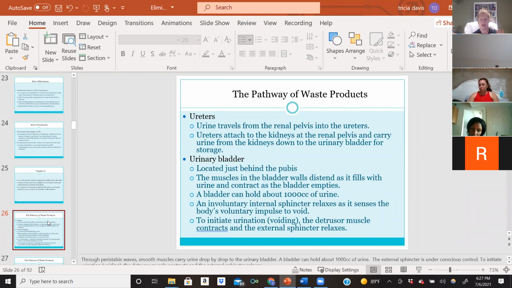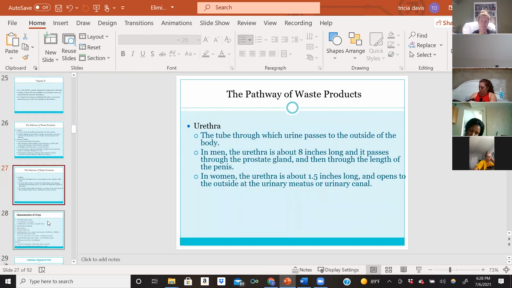So we talked about how the muscles in the bladder wall distend as it fills up, and then it contracts as it empties. Patients sometimes do not always get all of their urine out of their bladder, and we're going to talk about this a couple slides down. Sometimes a little bit stays in there. We call that a residual. Sometimes that bladder doesn't contract and go back to the size that it should, so it doesn't get all the urine out, and that urine stays in there, leaving them susceptible to urinary tract infections and other things.